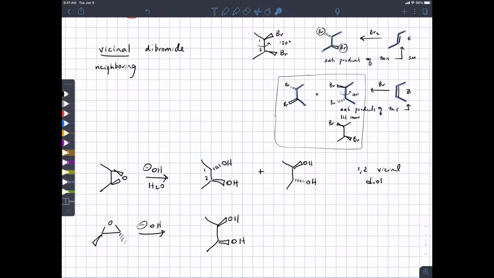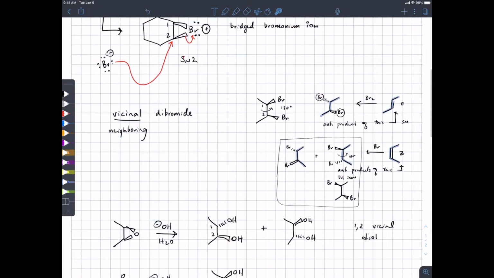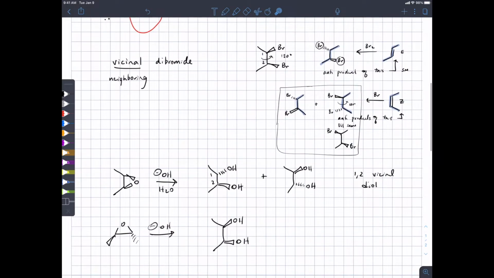All right. So whether it's syn or anti is determined by the mechanism of the reaction, but syn or anti is always described relative to the starting material, the way the double bond was in the original starting material.